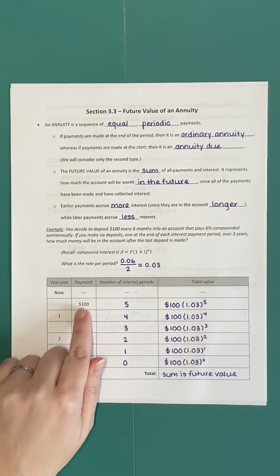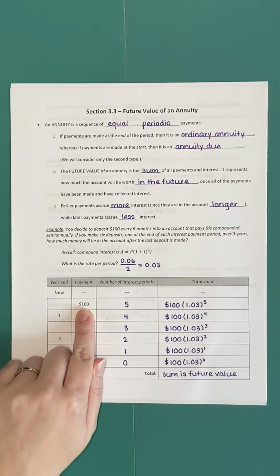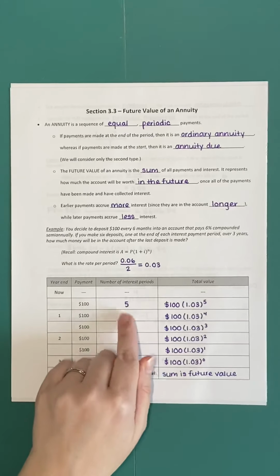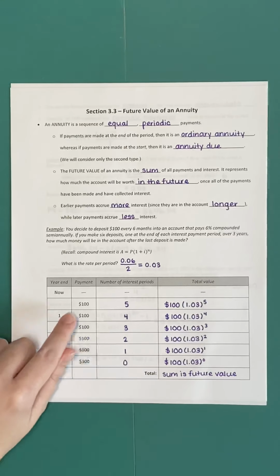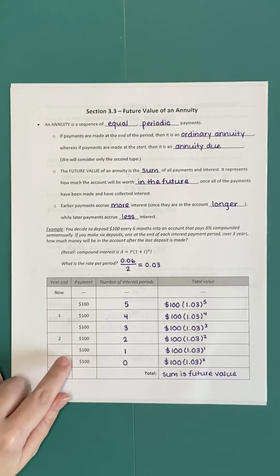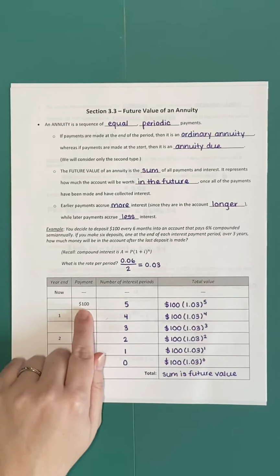So in other words, this particular $100 actually accrues interest 5 times, because there's going to be 5 times that we calculate interest after this particular amount is deposited in the account.